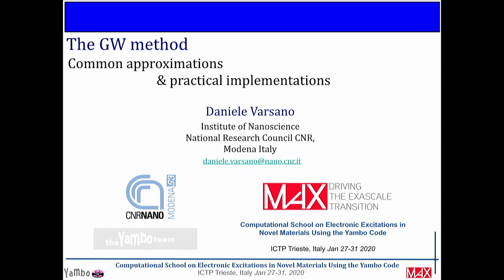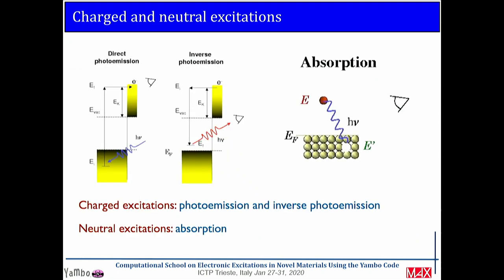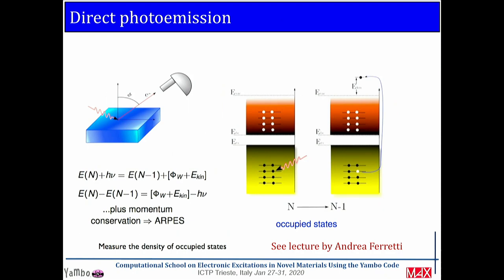So I will recall a bit some concepts that have been already illustrated yesterday, and also today by Andrea, to arrive at the equation we want to deal with. We will then see extensively in the afternoon during the hands-on all the variables governing it and that we have to control to have meaningful calculations. So we already saw that it's very useful to divide the excitations in our materials into neutral and charged. The topic here, GW, deals with the charged excitations. Tomorrow we will see how to deal with the neutral excitations, with absorption, essentially the excitonic effects.